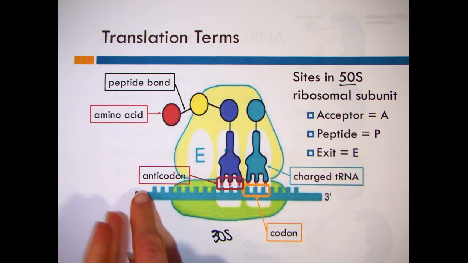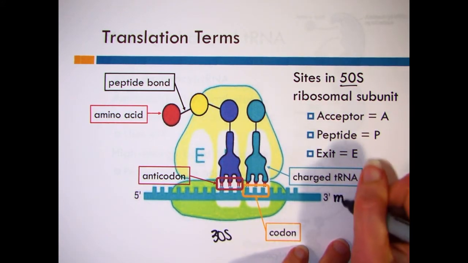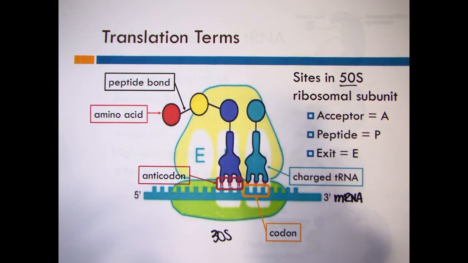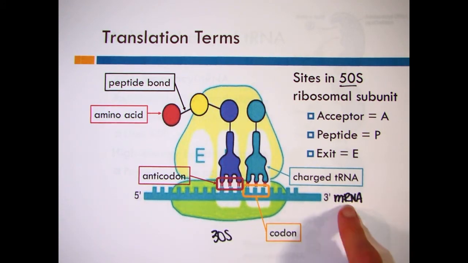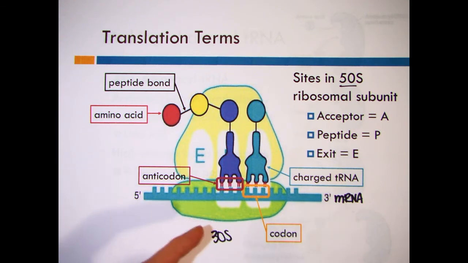The ribosome is reading the messenger RNA, and the kind of language, if you will, on the messenger RNA is in sets of 3 nucleotides. These sets of 3 nucleotides on the messenger RNA are called codons. These codons will match with the complementary anticodon, a set of 3 base pairs on the transfer RNA, or tRNA.